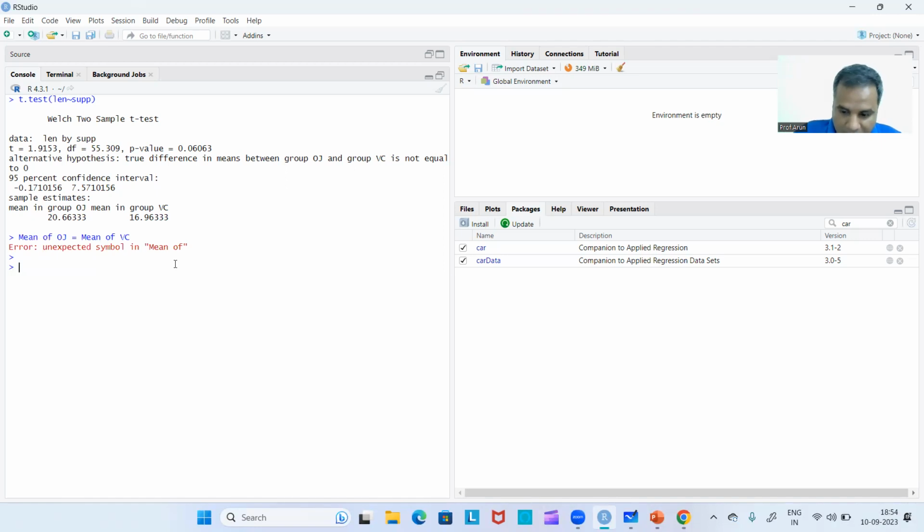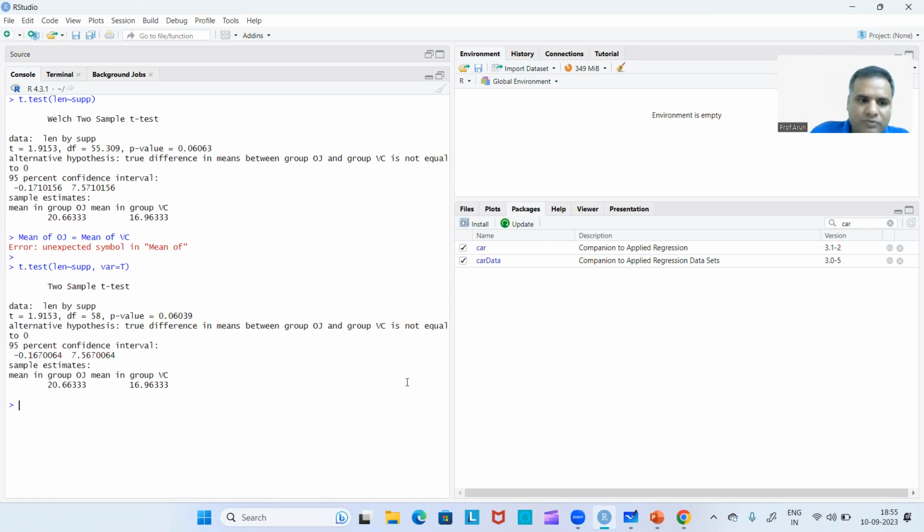Now Adnan ji or somebody asked me, sir, you have applied the Welch test. First of all, press the upper arrow key. Actually, we applied the F test, and the F test said that variances across the two groups are homogeneous. The F test gave evidence that the variance is the same. So here we need to add one more command, var.equal equals TRUE. This TRUE is a logical value, and then press enter.